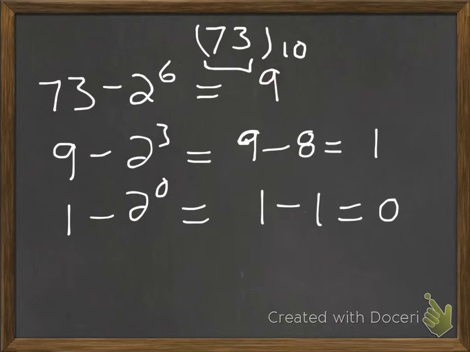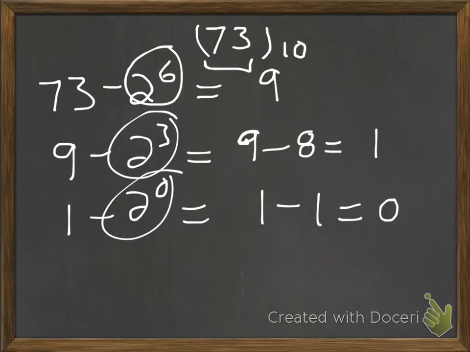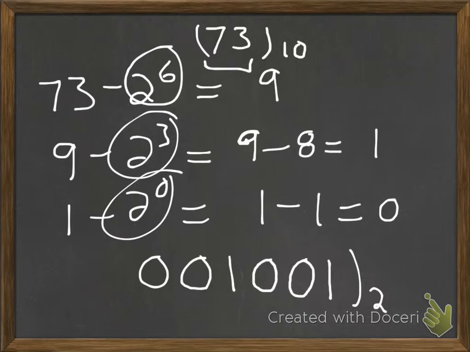Okay, so once we evaluate this, we just take these placeholder values, and that's where we stick our 1s. Let's start from the right since it's going to be easier. So we put a 1 where 2 to the 0 is. 2 to the 1 is 0, 2 to the 2 is 0, 2 to the 3 should be a 1, 2 to the 4 is 0, 2 to the 5 is 0, and then 2 to the 6 should be a 1. So the binary equivalent for that number is the result that we got here. So just underline it.